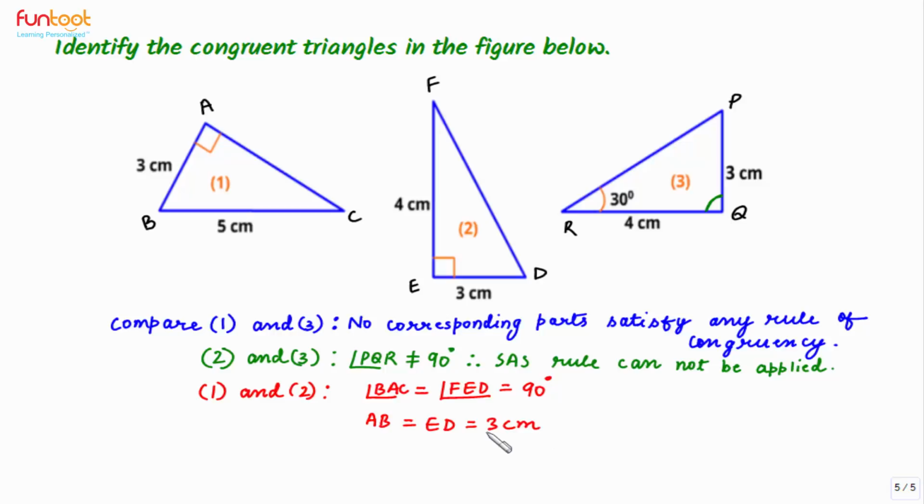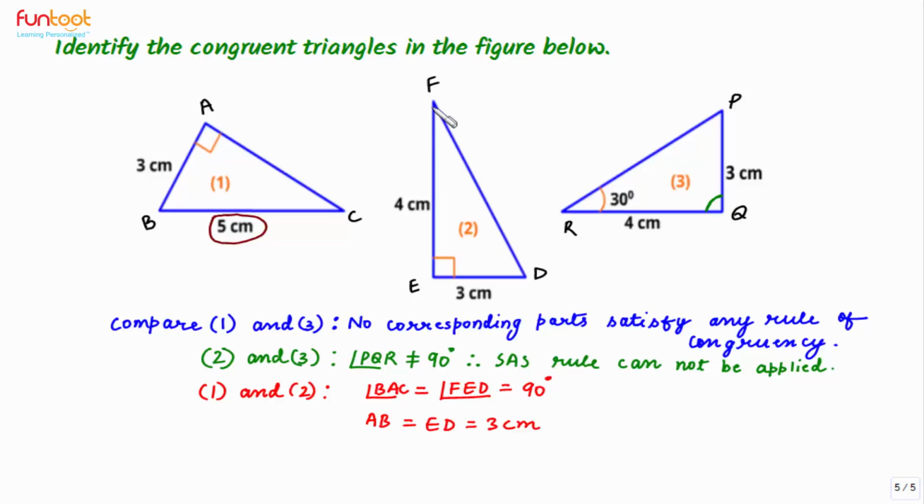So one pair of sides is equal. But what about the hypotenuse? Here in triangle ABC, we know the hypotenuse is 5 centimeters. But in triangle DEF, we do not know the measure of the hypotenuse. Let's use the Pythagoras theorem to find the measure of the hypotenuse here.